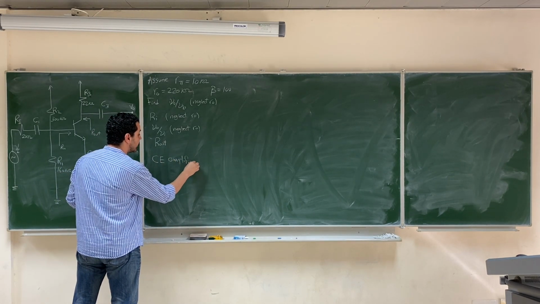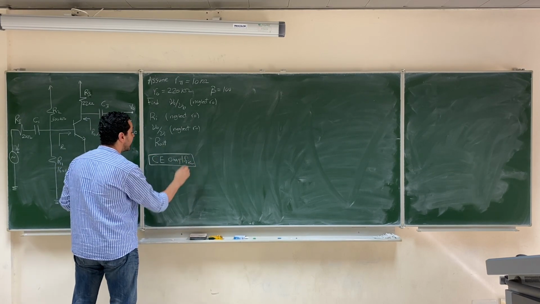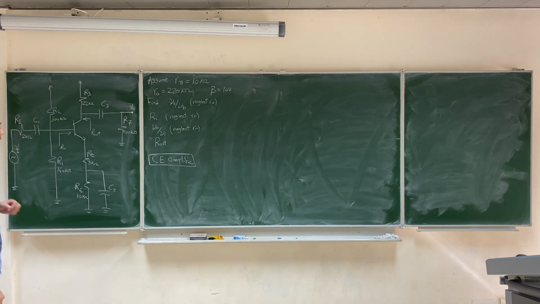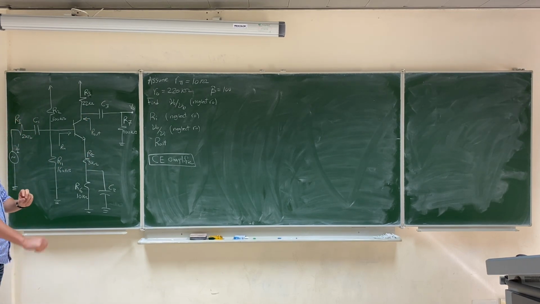So this is usually the first question, to identify which amplifier family this amplifier belongs to. This is a common emitter because the input goes to the base, the output is taken from the collector, so the third terminal, which is the emitter, will be the common terminal.